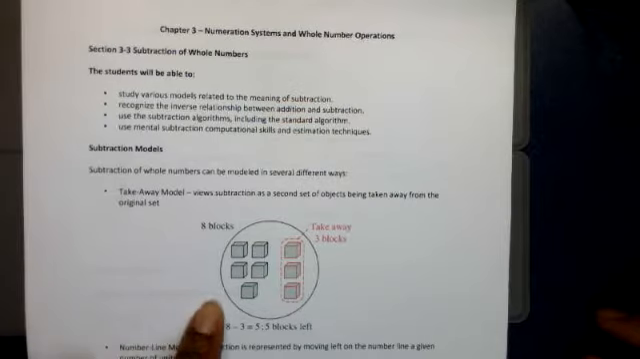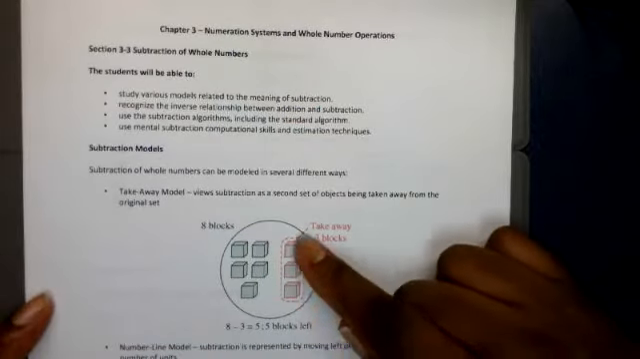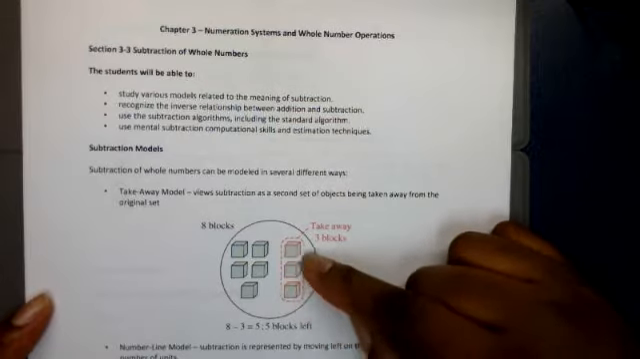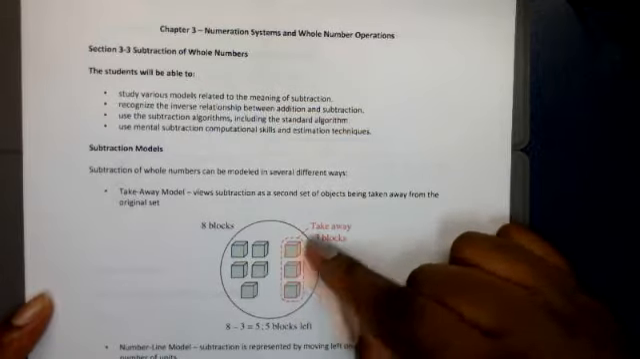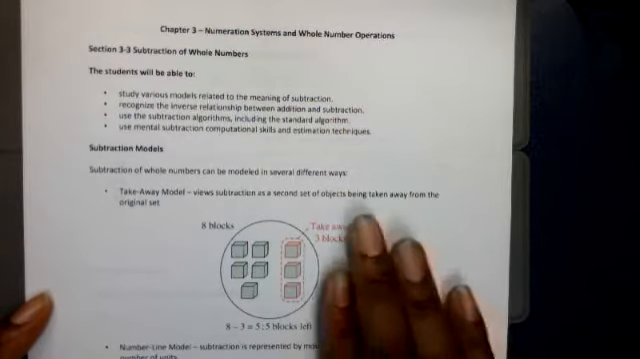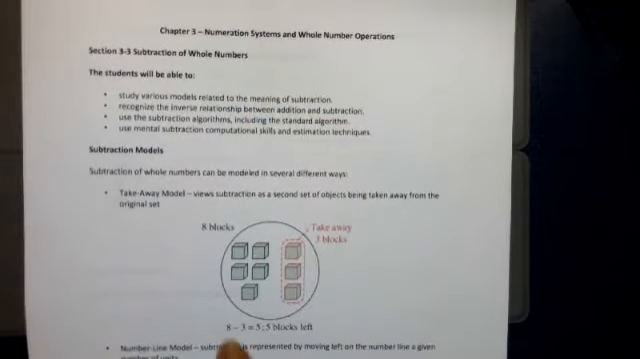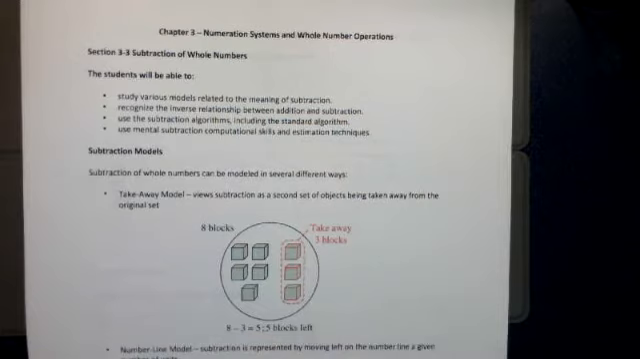Okay, so in this case here, we have a circle with 8 blocks altogether. And let's say we want to take away 3 blocks. So here, 3 blocks are circled, and we want to take those 3 blocks out. When that happens, we're going to be left with 5 blocks. So that's the representation of 8 minus 3 equals 5. Or in this case, 5 blocks left.